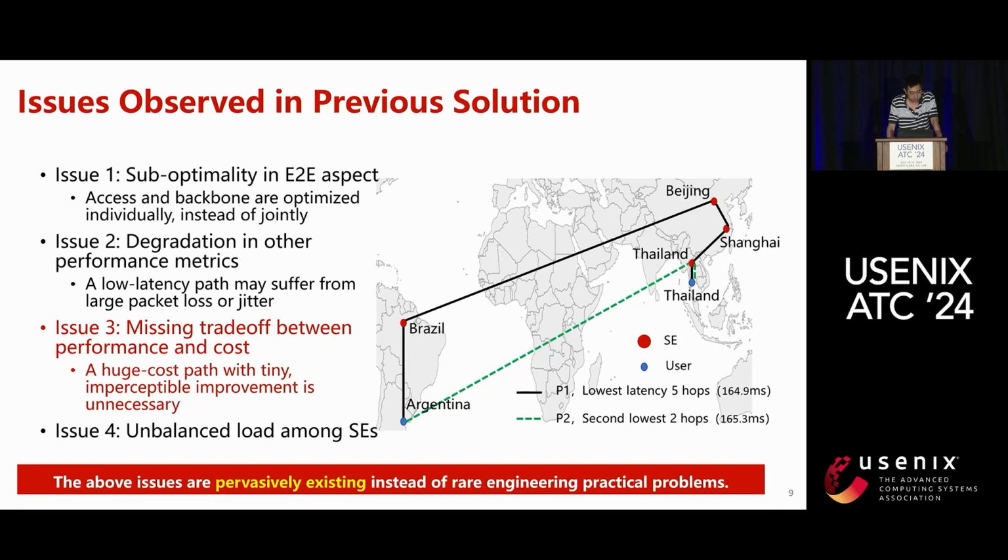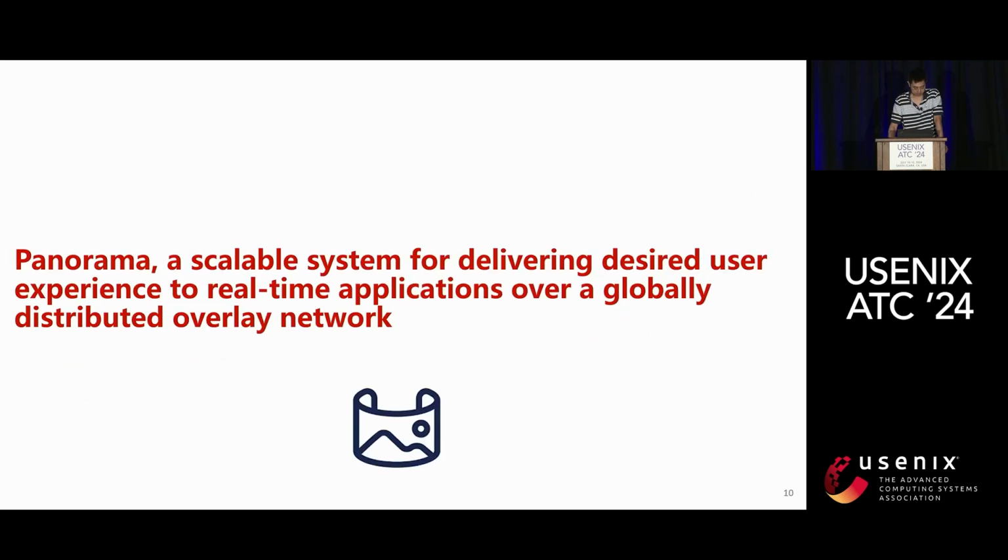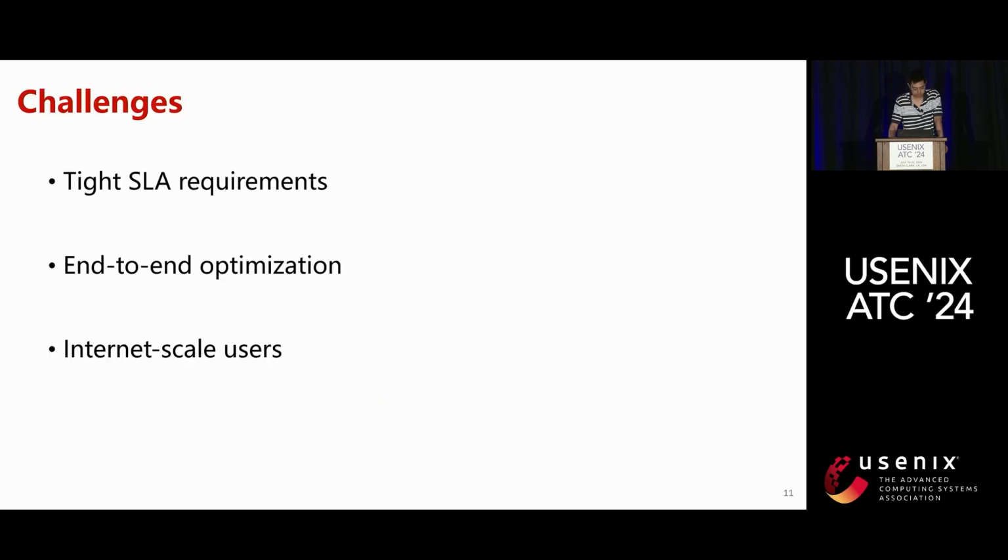So all these issues pervasively exist and are real engineering practical problems. So we need a better design. Therefore, we propose Panorama, a scalable system for delivering desired user experience to real-time applications over the overlay network. The challenges were addressed in these three aspects.